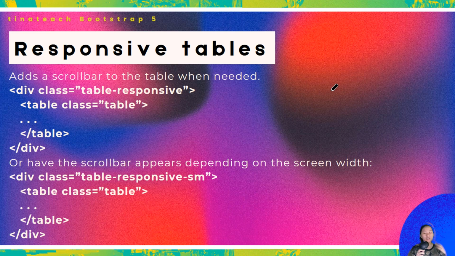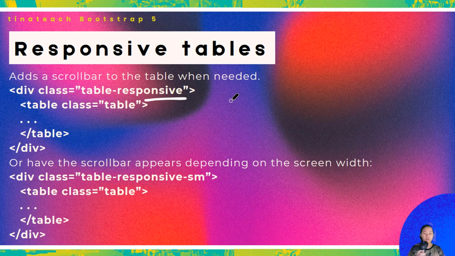Now this is very easy to do. The only difference between responsive tables and the basic table is that you just write table-responsive. Okay, table-responsive. And what is this responsivity? It adds a scroll bar to the table when needed.